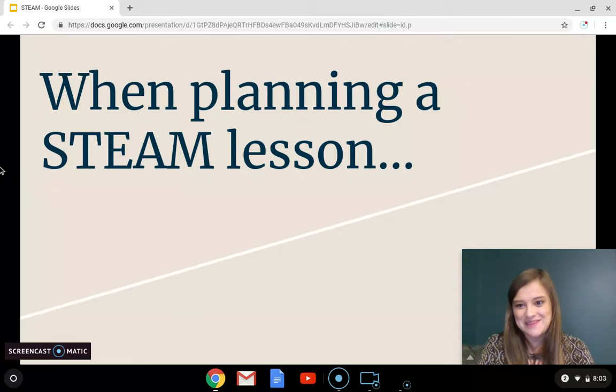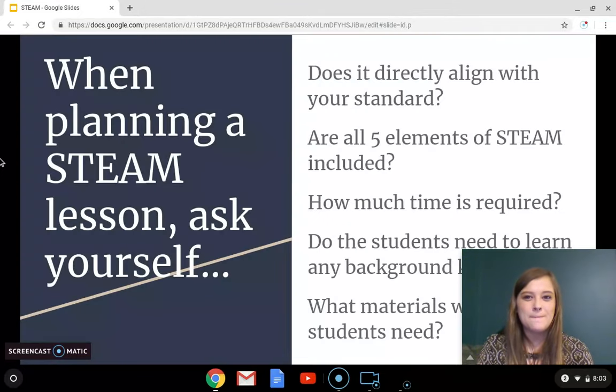When planning a STEAM lesson, there's a few things you need to ask yourself. First, does it align directly with your standard? And I'm going to go into that a little bit more in detail in just a few minutes. But you also want to know, are all 5 elements of STEAM included?